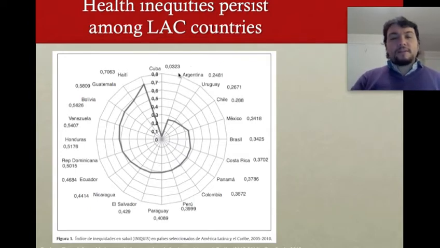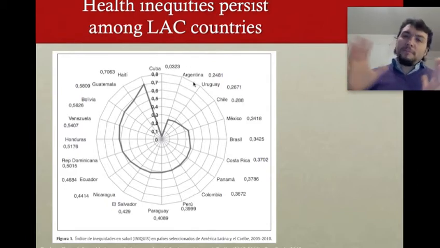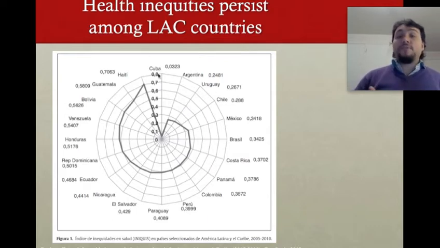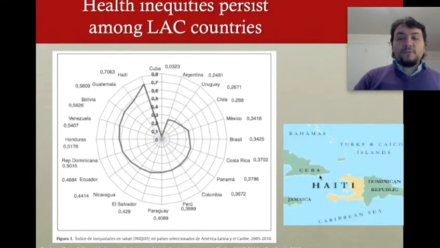This is a composite index in a recent article that you can review afterwards in this link. What it shows is a composite average of health indicators for different Latin American countries. And you can see that Cuba has a high score, it has a good health situation, and Haiti has the worst health situation in the continent. And the truth is that Cuba and Haiti are right by each other.